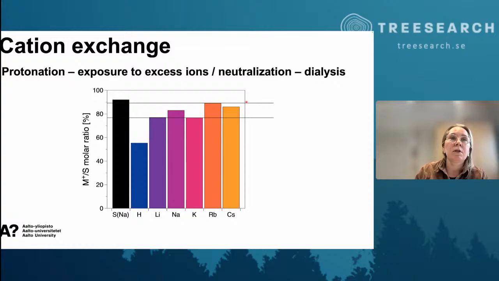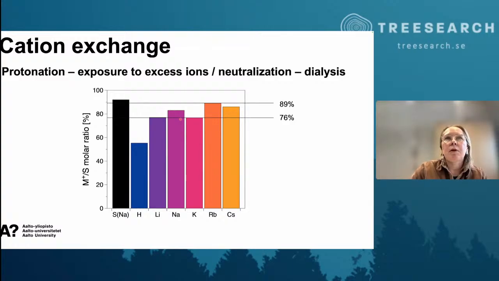When we look at the cations from the lithium to the cesium, the lowest level that we achieve is with the lithium, and the highest level with the rubidium. So quite good inclusion levels, from 76% to 89%.